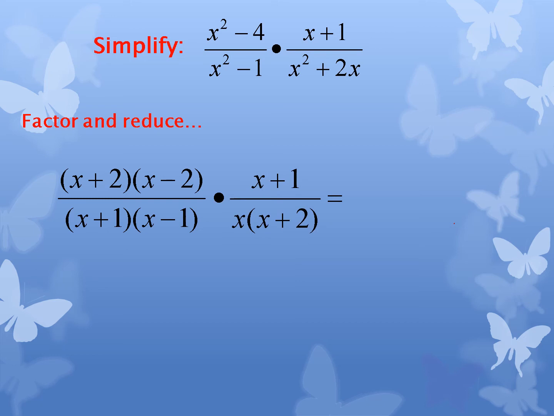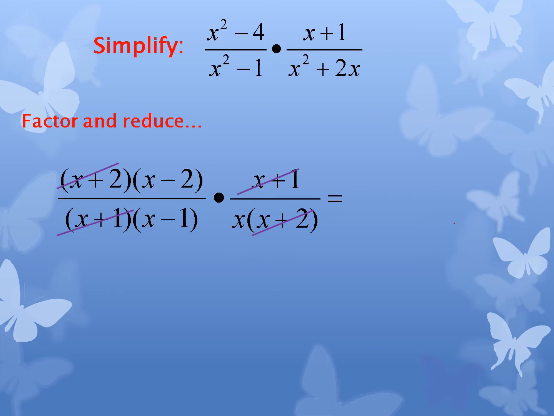So now we cross out common factors. If you look right here, I see that I have x plus 2 on the top and bottom. It doesn't matter that one is the top left and the other one is the right bottom. As long as one factor is on top, one factor is on bottom, they cancel out. Same with the x plus 1s.